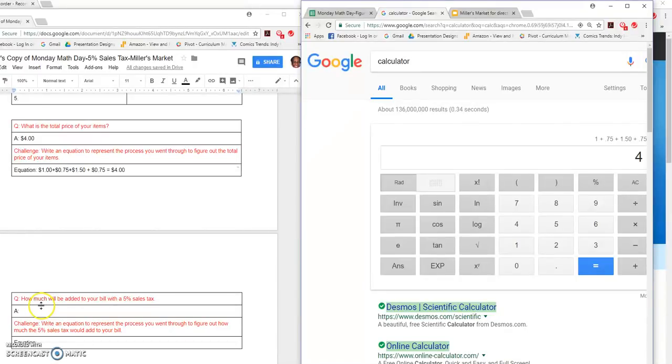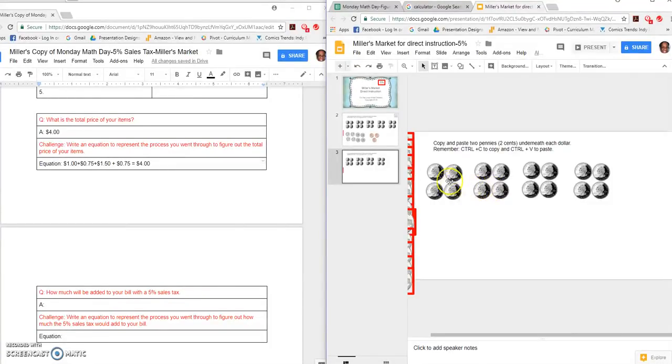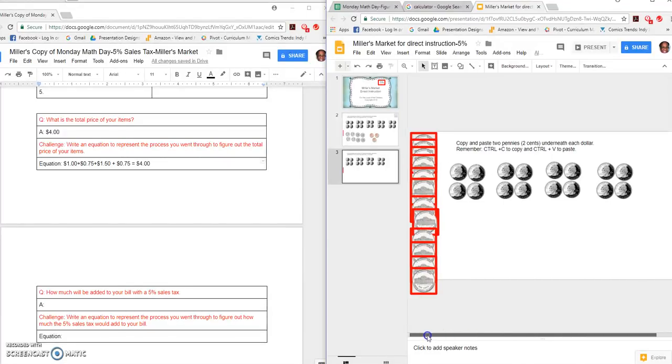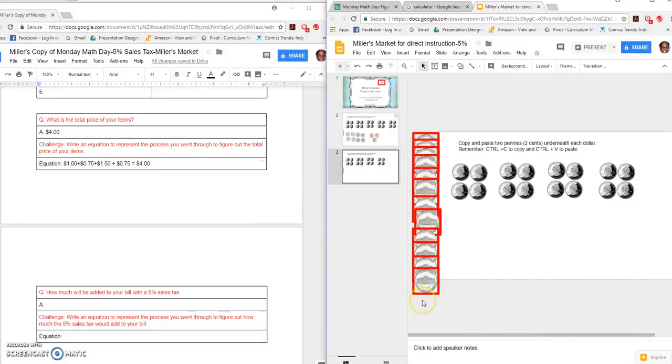The next question says, how much will be added to your bill with a 5% sales tax? So what I did is I laid out my $4 because remember, it cost me $4. That's the original price for the groceries. And if it's a 5% sales tax, how much are we going to add to each dollar? Correct, we're going to add 5 cents.